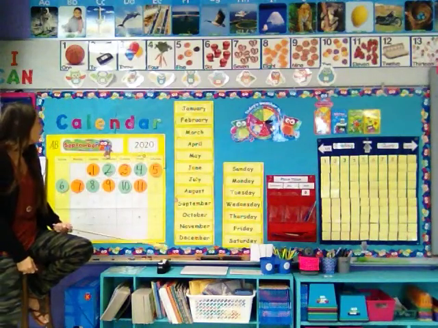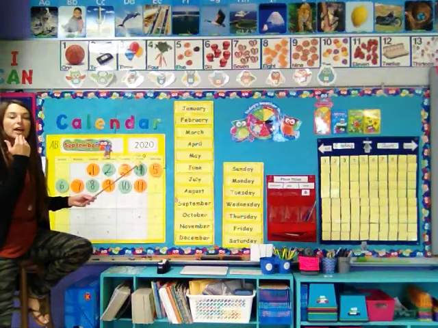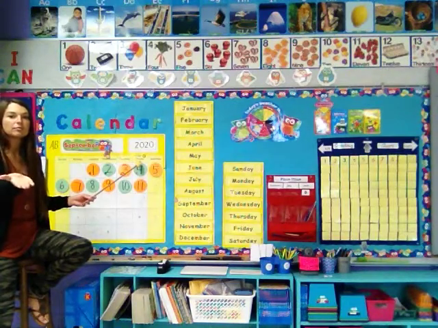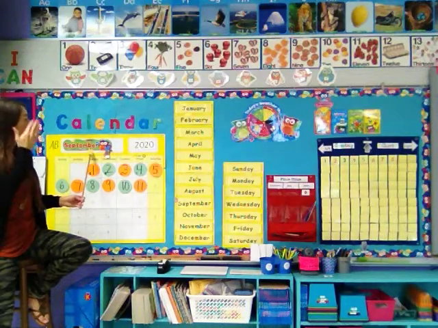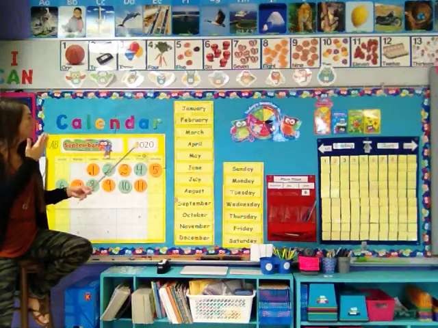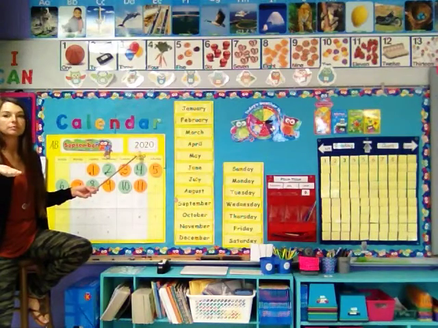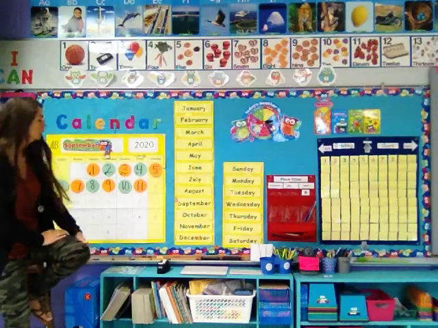So let's say our whole date. We're going to start with the day of the week. Ready? Today is Friday, September 11th, 2020. And I hope that you're saying it with me at home or repeating it after me.